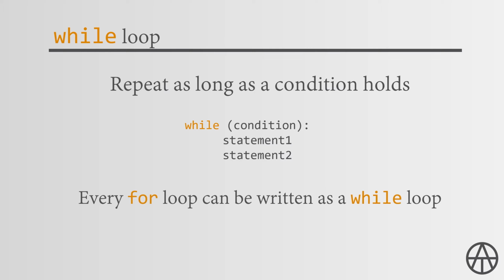I also wanted to mention that every for loop can be written as a while loop. The reason that the for loop exists is just for convenience. Now, before we head over to the IDE and experiment with the while loop, let me also mention the three keywords used to modify the flow of a loop in Python. These keywords work with both for and while loops.